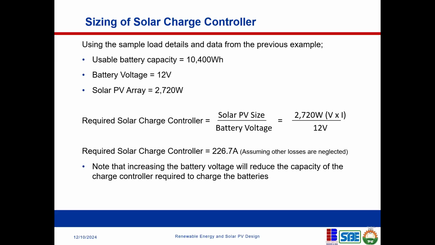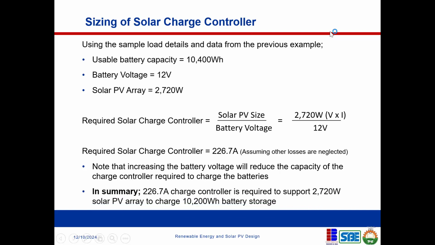Now I want us to also understand something. Know that increasing the battery voltage will reduce the capacity of the charge controller. Sometimes if you want to manage cost, you might go for a higher battery voltage, which means you reduce the required charge controller. In this case we have a 12-volt battery, right? Imagine that we have a 24-volt battery. This charge controller will be reduced. If you divide 2720 by 24, you have a lesser capacity of charge controller. So increasing the battery voltage will ultimately reduce your required charge controller.